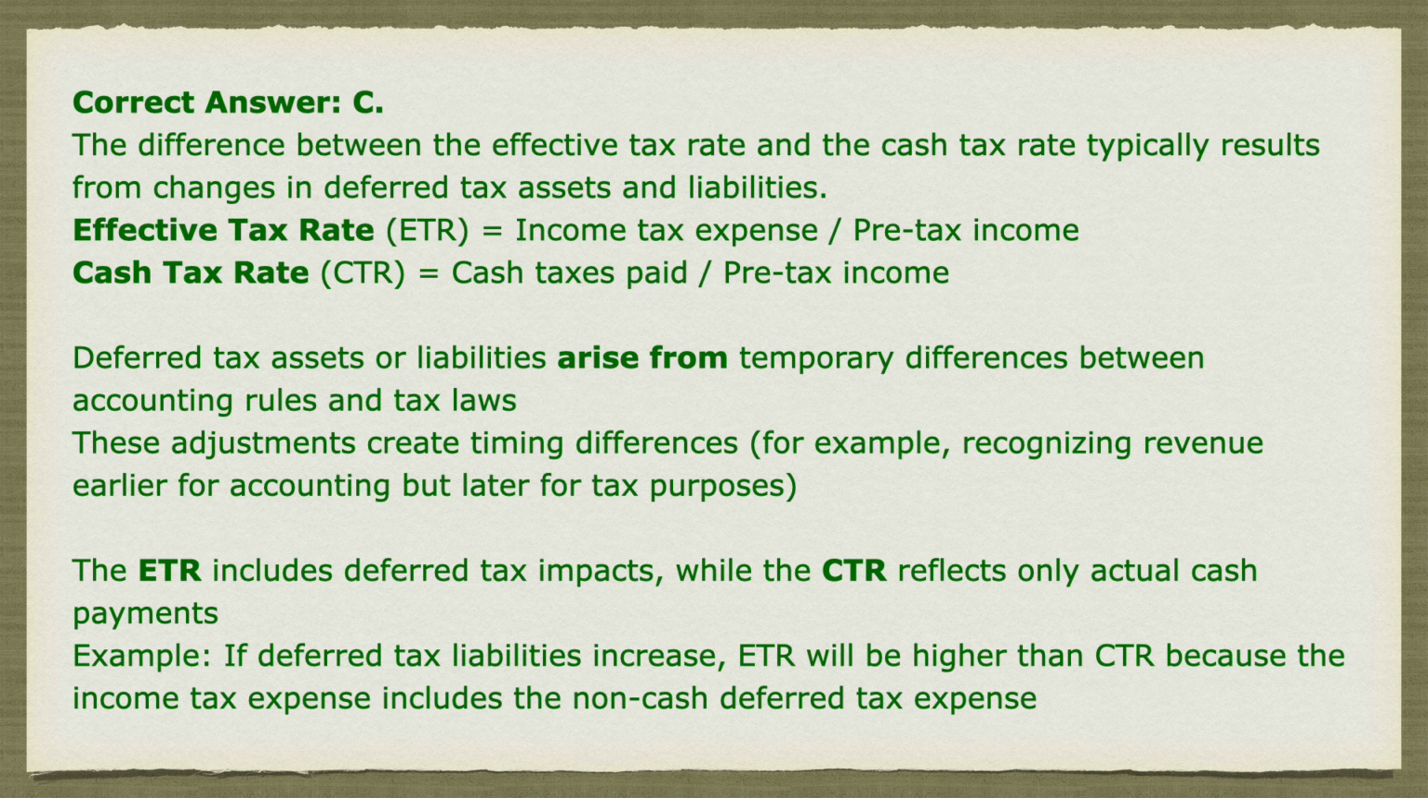These adjustments create timing differences, for example, recognizing revenue earlier for accounting but later for tax purposes. The ETR includes deferred tax impacts, while the CTR reflects only actual cash payments. Example: if deferred tax liabilities increase, ETR will be higher than CTR because the income tax expense includes the non-cash deferred tax expense.